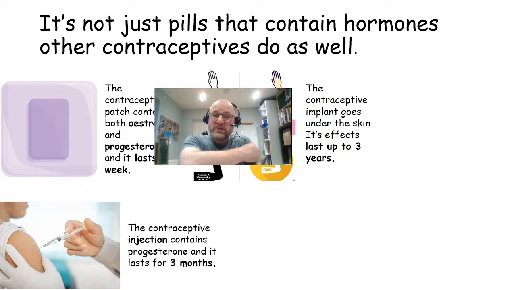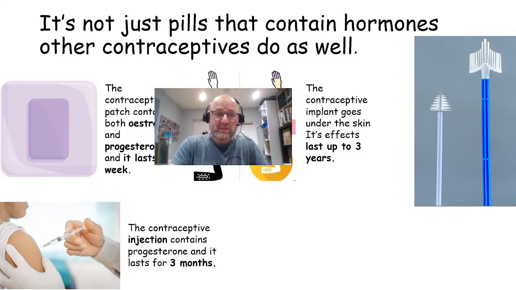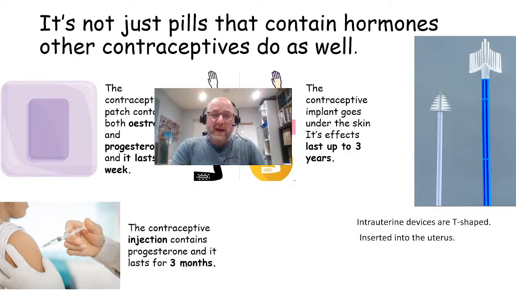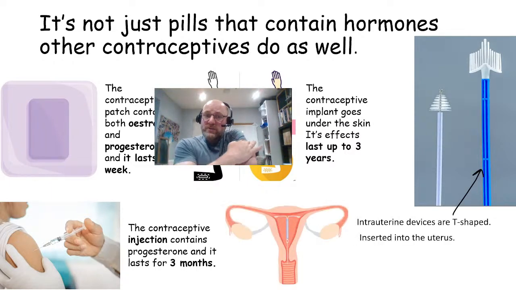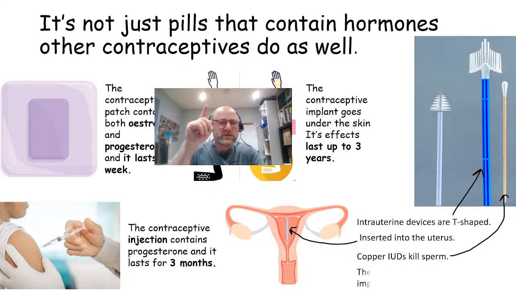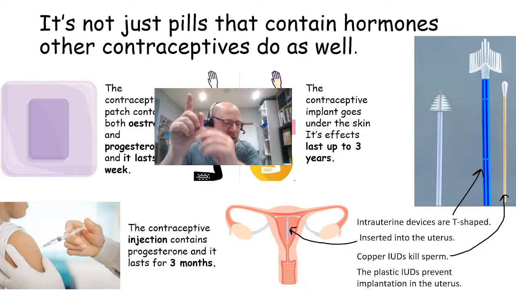You can have an injection and say, sorry, I now can have sex for 3 months and not worry about it because I've got my progesterone and estrogen in a 3-month injection. Or you can have an implant which goes under your skin and releases estrogen and progesterone for 3 years. So you don't have to take any pills. Now there's also these devices you need to be aware of.